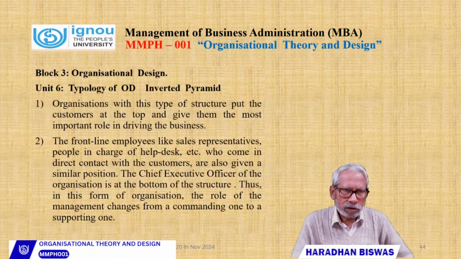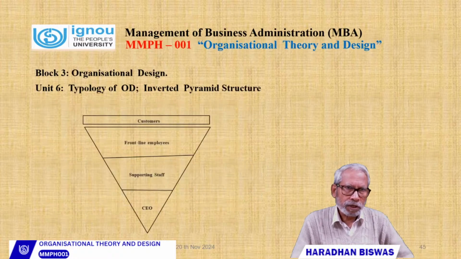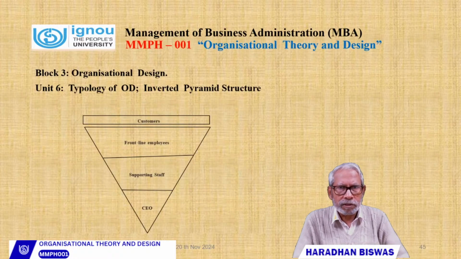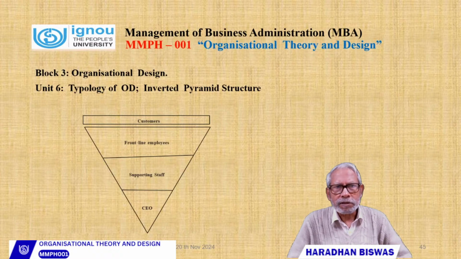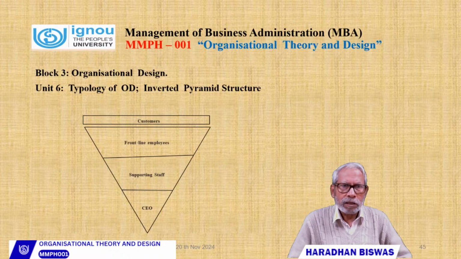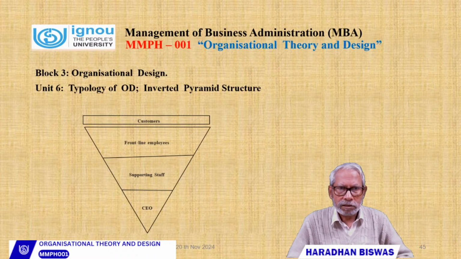Okay, now we can show you the inverted pyramid structure. This is another important structure. Inverted means just like a reverse pyramid. The vertex is now at the bottom instead of at the top. So the CEO is now at the bottom and the customers are at the top.